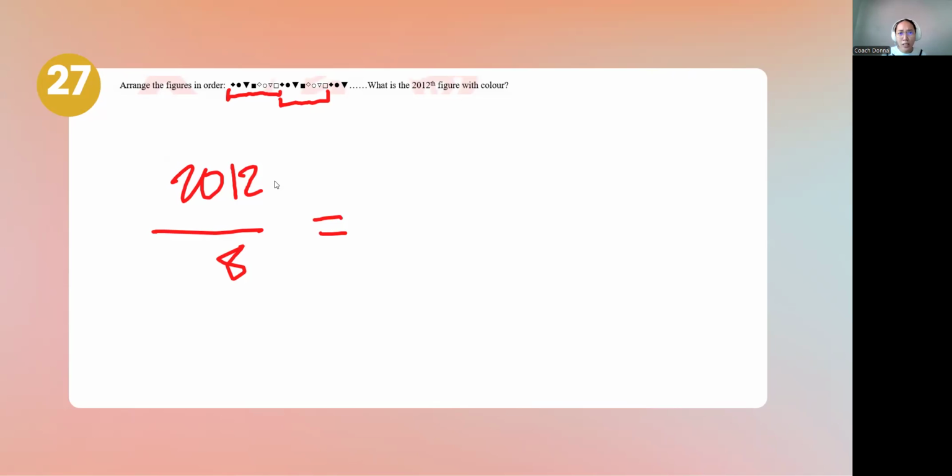Remainder 4. All right, if you have a remainder 4, the remainder is what matters here. It means you are at the fourth object, but it's the color that we're asked for. So the fourth color is 1, 2, 3, 4. It's black. So it's actually the black square. No questions? Let's proceed to number 28.